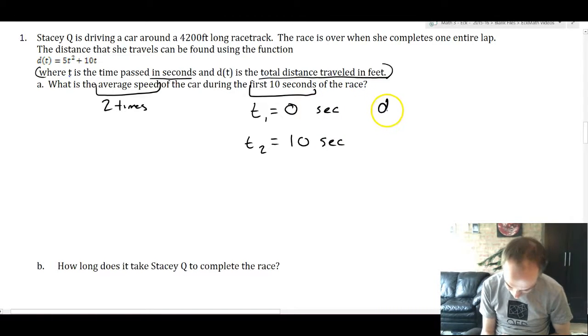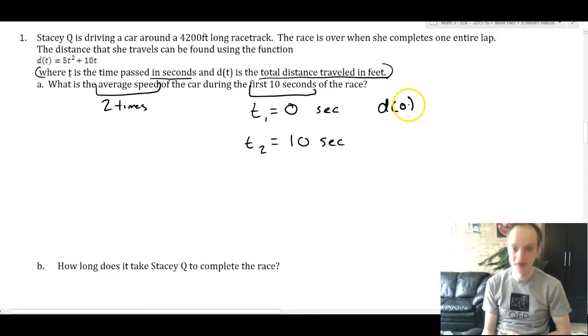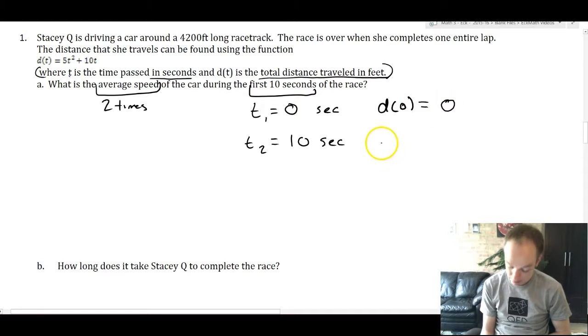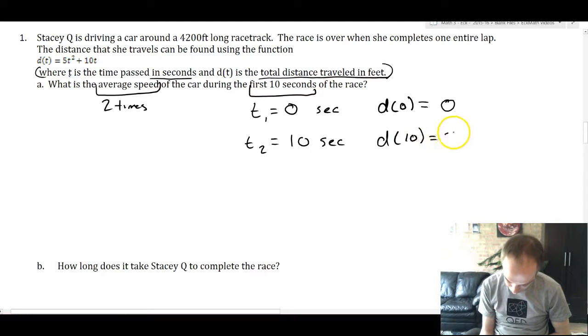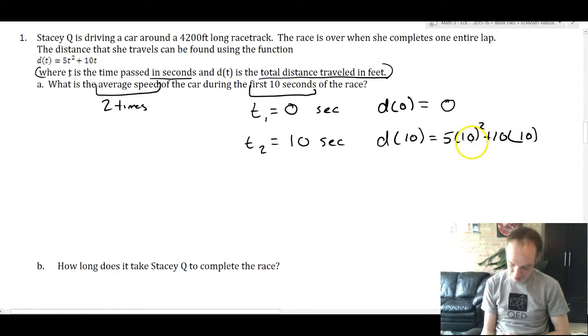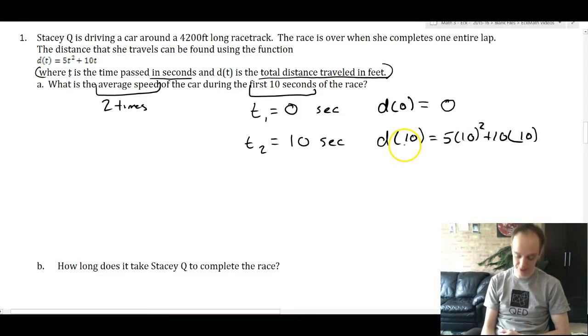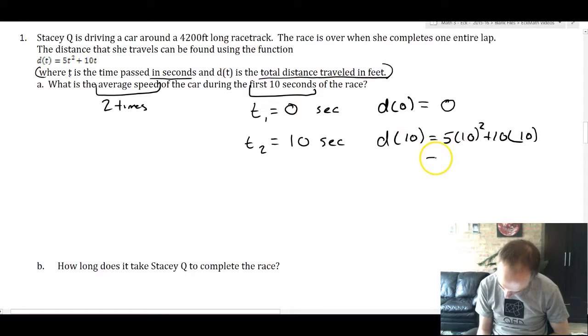All right, the distance at 0. So instead of writing out some words, I'm just going to write d of 0. The distance at time 0 is 0. The distance at time 10, we plug into the function. So we're going to do 5 times 10 squared plus 10 times 10. So every time you see a 10 in parentheses, that's where a t was in the original. And we can do this. This is 500 plus 100 equals 600.